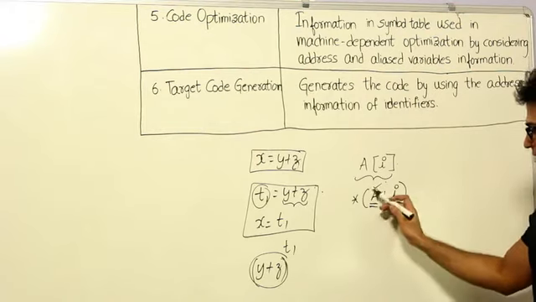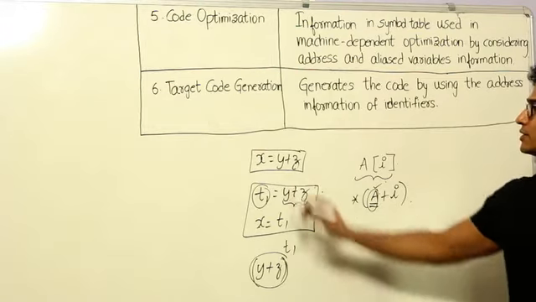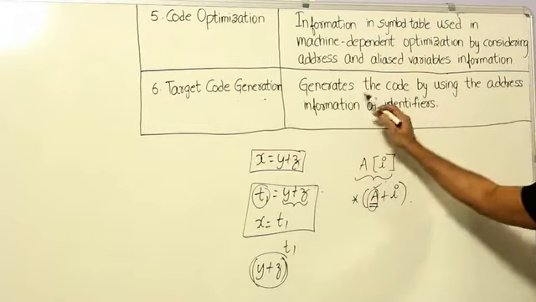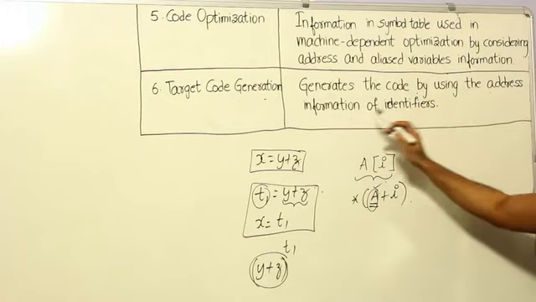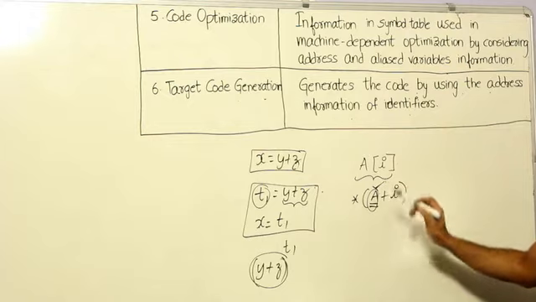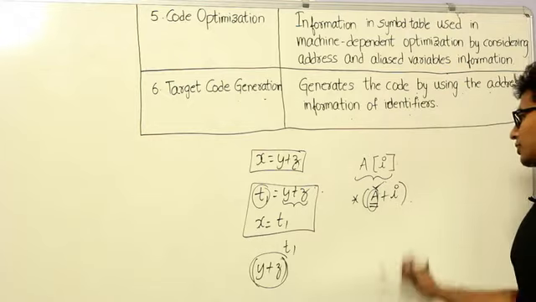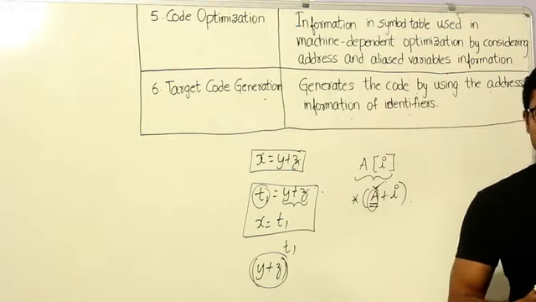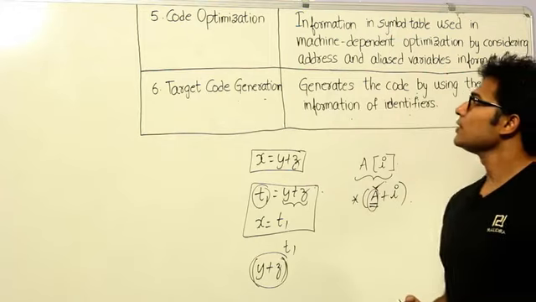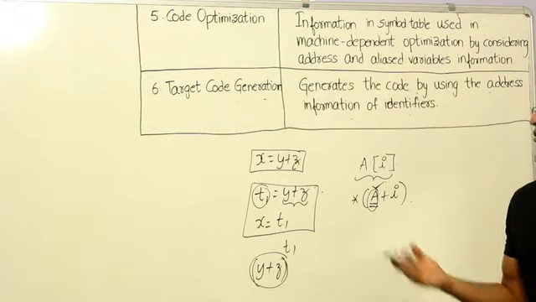In order to get this, again you are going to look into the symbol table to get the addresses, right. See this. Target code generation generates the code by using the address information of the identifiers, right. So you will have to replace everything with the addresses finally in order to get into this target code. So these are all the usages of the symbol table by various phases.